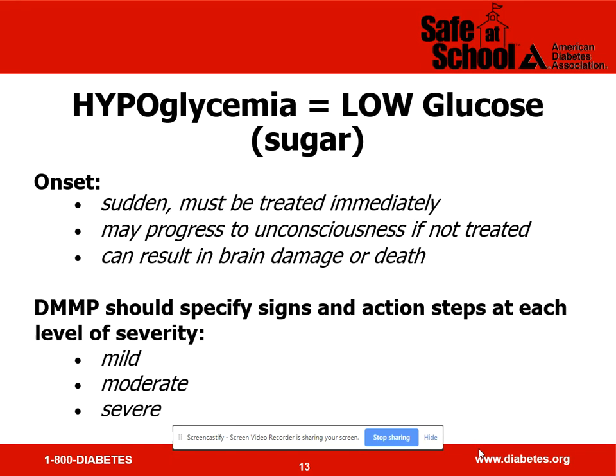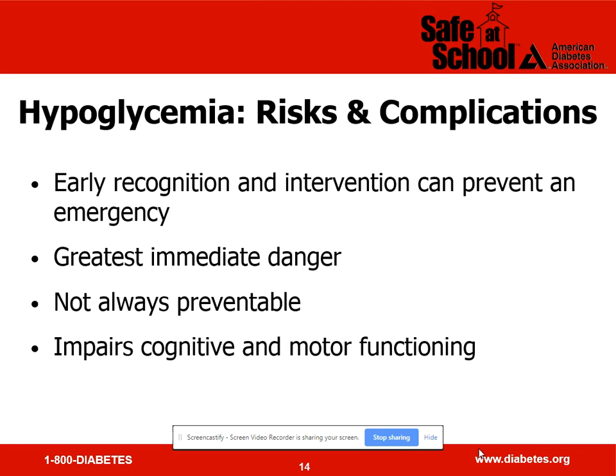Hypoglycemia, or low blood glucose: the onset can be very sudden, it must be treated immediately, and it may progress to unconsciousness if not treated, and can result in brain damage or death. The DMMP should specify signs and actions and steps at each level of severity from mild to severe.